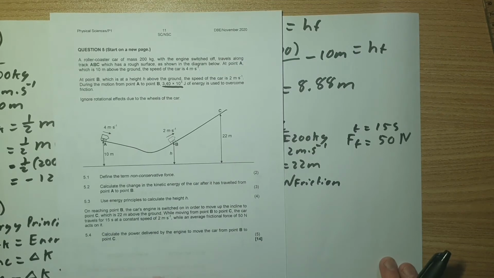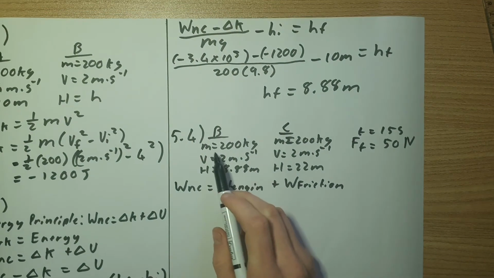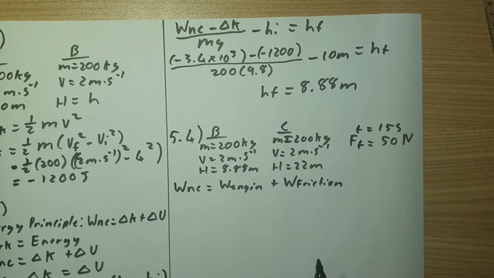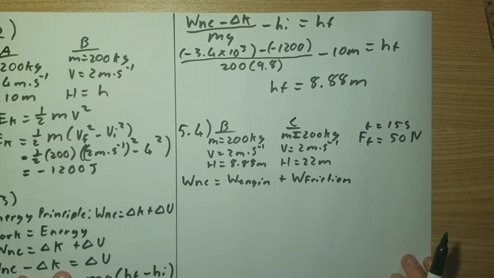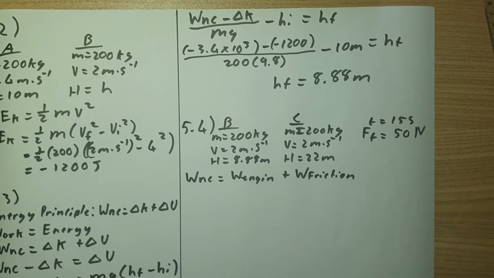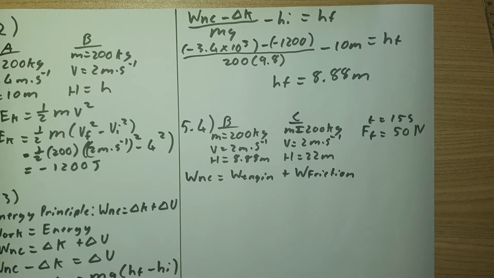There's quite a lot happening here, but let's break it down. So we're moving from B to C, so let's write down everything we have. Once again we're dealing with non-conservative forces. Why? Because we have friction and an engine coming into play here now. So we're going to use work of the non-conservative force again. So let's get started with this one.